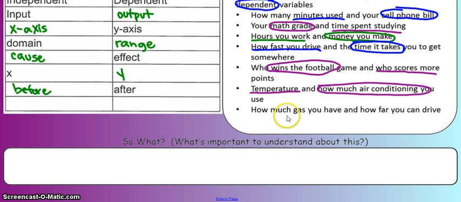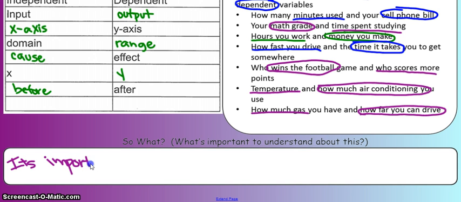Okay? How much gas you have and how far you can drive. Can you say, well, I need to drive 1,000 miles, so I need X amount of gas? No. You need to know how much gas you have first before you can determine how far you can drive. Okay. So what's important to understand about this? It's important to know what you can change in your relationship.